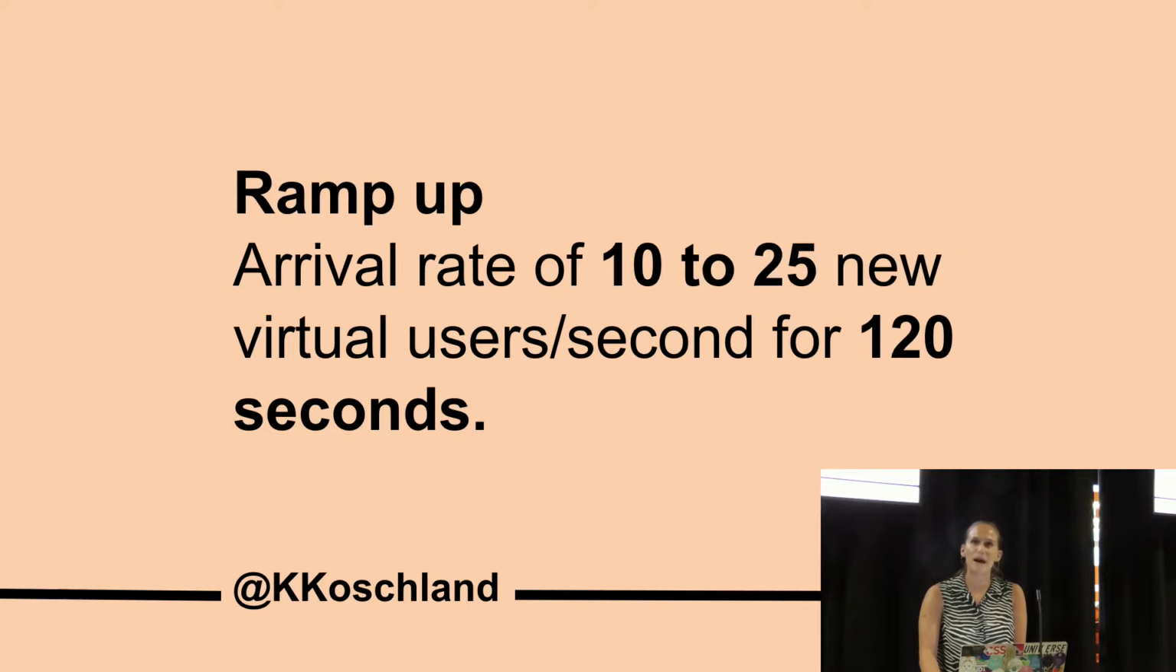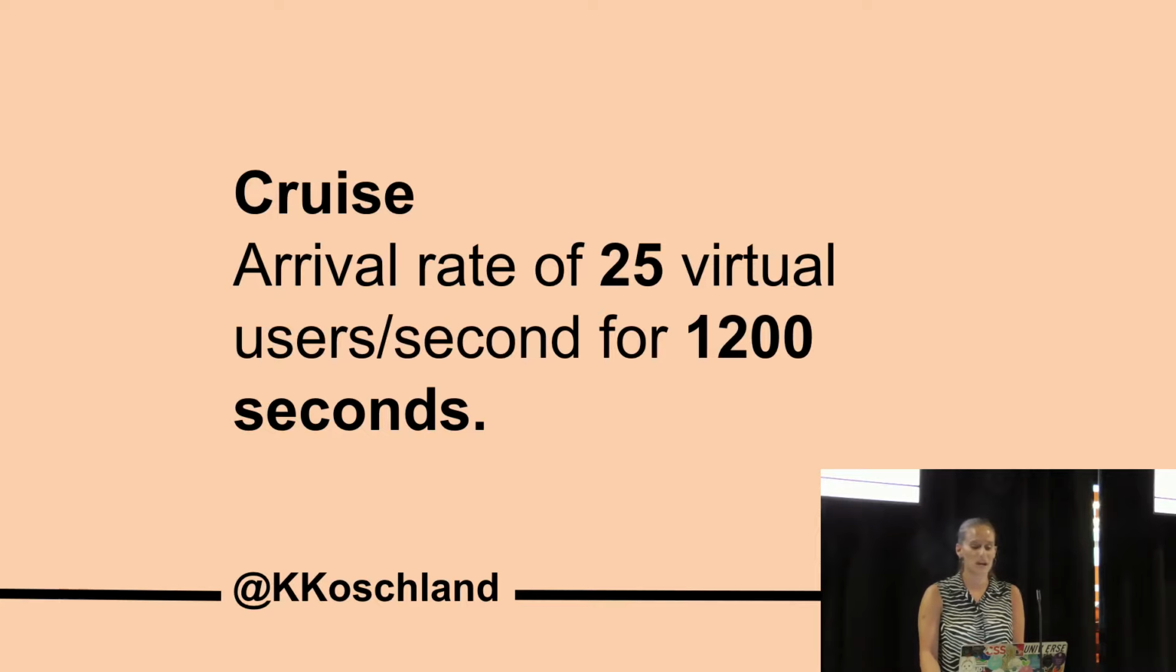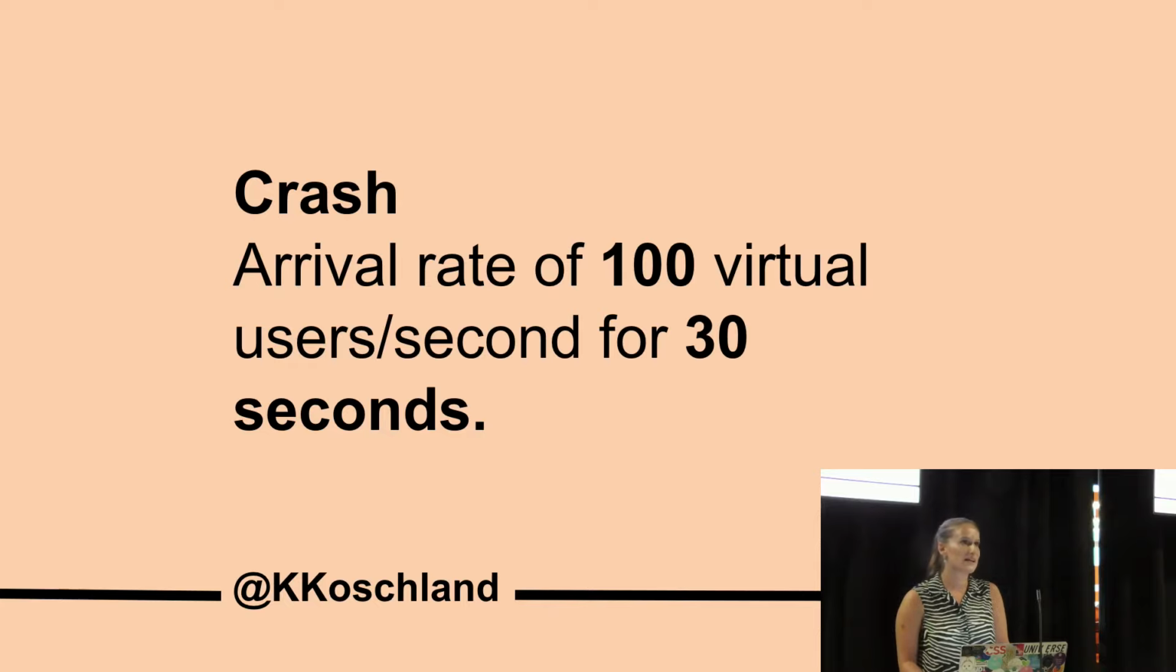Then I defined a ramp-up phase, and this was when you went from an arrival rate of 10 to 25 new virtual users per second for 120 seconds. And then I defined a cruise phase, and this was the arrival rate of 25 virtual users per second for 1200 seconds. And finally, I defined a crash phase, and this is the concept of finding the limit and pushing past it. And this was the arrival rate of 100 virtual users per second for the short burst of 30 seconds.